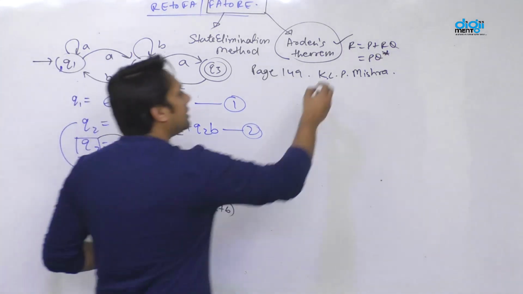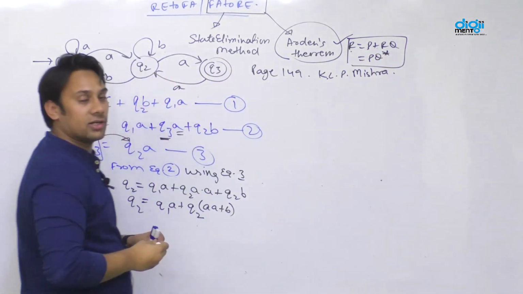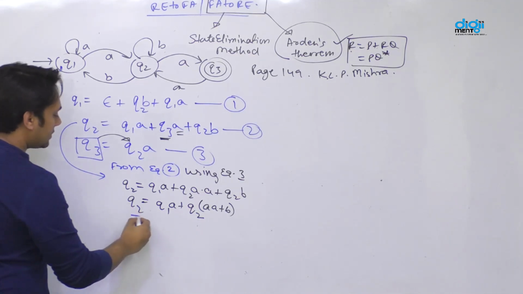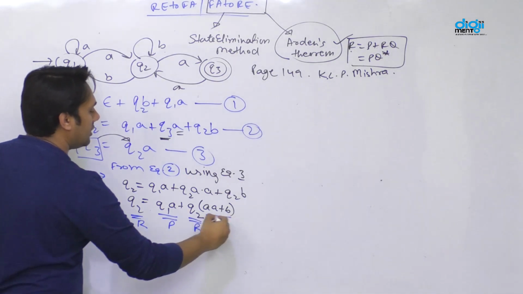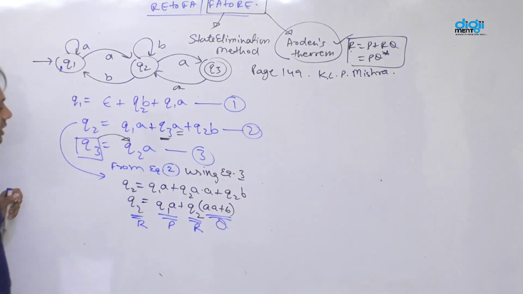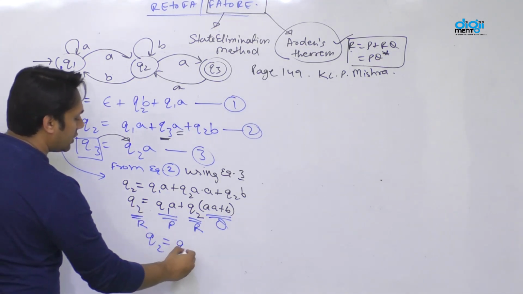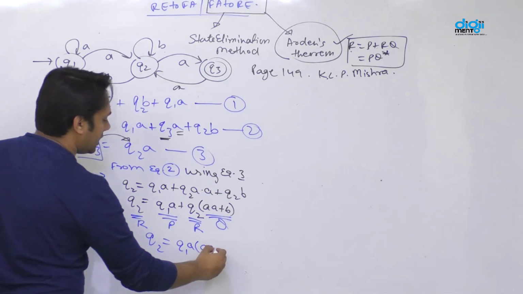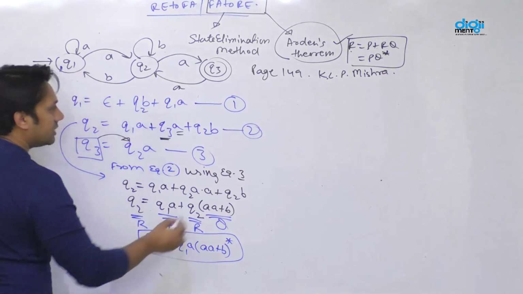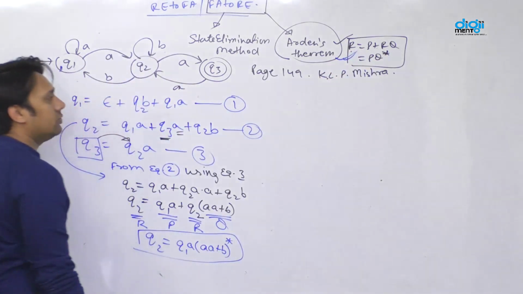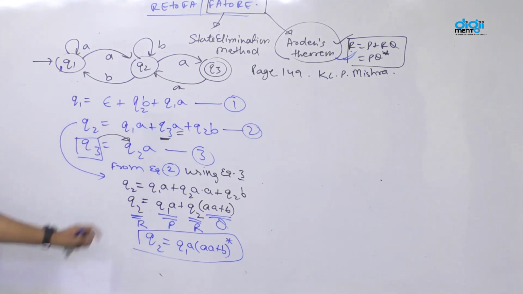Now you know this Arden's method here. So Arden's method says if you have an expression which is R is equal to P plus RQ, this can be written as PQ star. So if you compare this expression, this is representing R, this is representing P, this is representing R, and this is representing Q. So I can write it as PQ star. So this expression Q2 can be written as Q1A dot (AA plus B) whole star. So which is representing R is equal to P plus RQ, which is equal to PQ star. तो आप इसको PQ star से इस तरीके से represent कर सकते हैं. So you can use it this way.